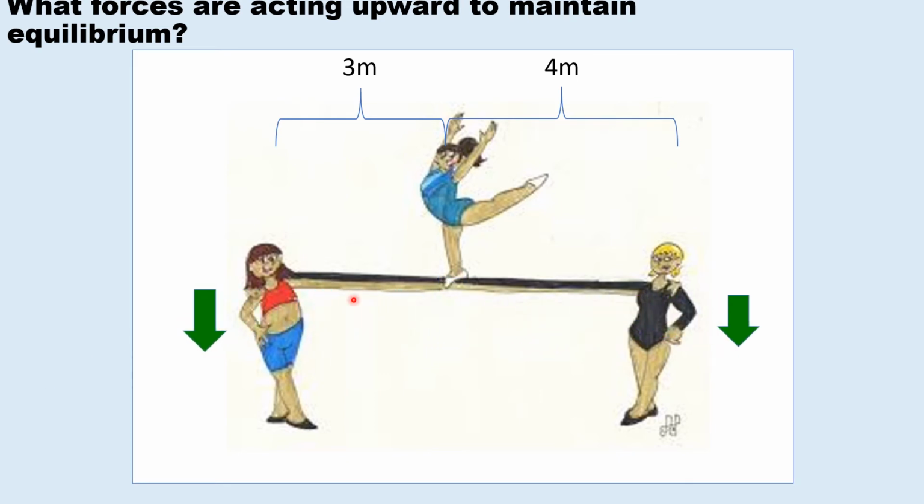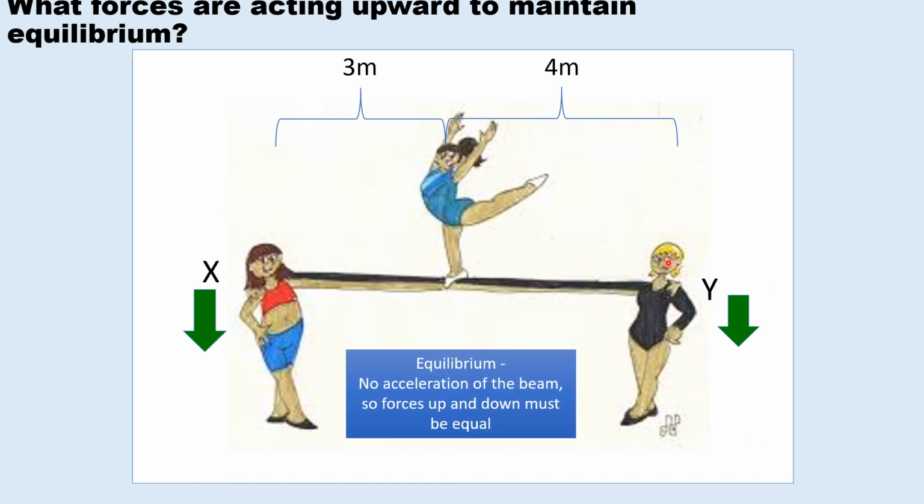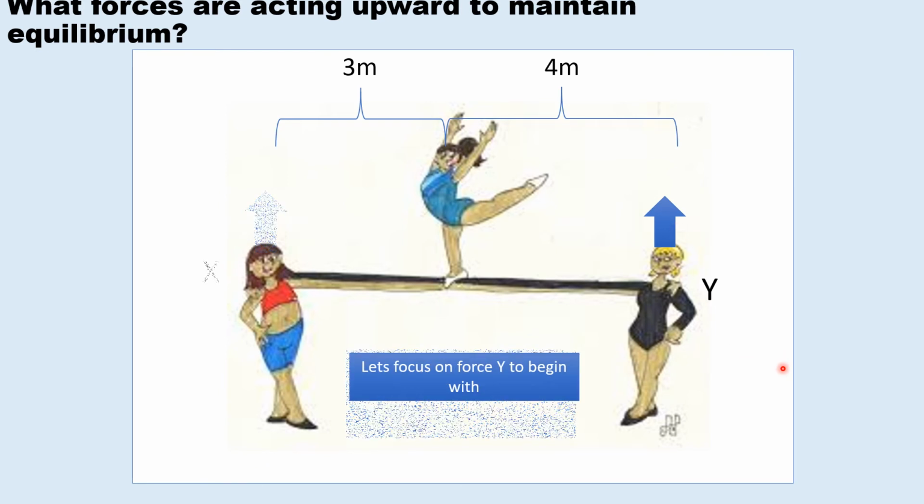So that side has a larger force moment happening than this side. So you've got X and Y, so the equilibrium means that there's no acceleration of the beam, so the forces up and down must be equal. So there you go, these are the same sized arrows, just going the opposite way, because every force has its opposite and equal. So let's focus on force Y.